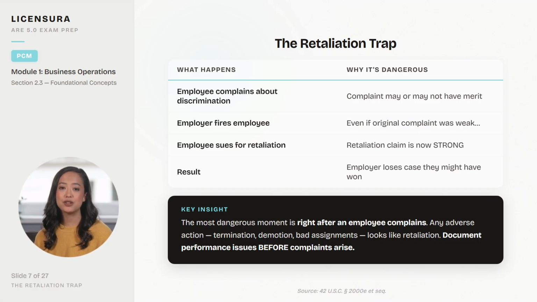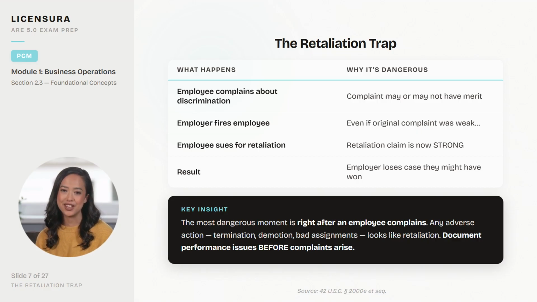The most dangerous moment for any firm is right after an employee files a complaint. Any adverse action, termination, demotion, bad project assignments, can look like retaliation, even if you had legitimate reasons. The practical takeaway: document performance issues before complaints ever come up. If you wait until after someone files a complaint to start building a file on them, it looks retaliatory, even if those issues are completely real.